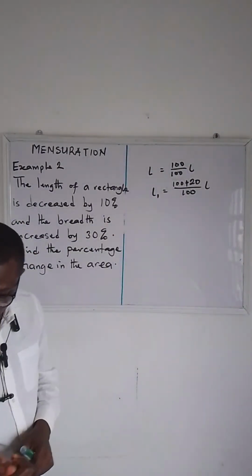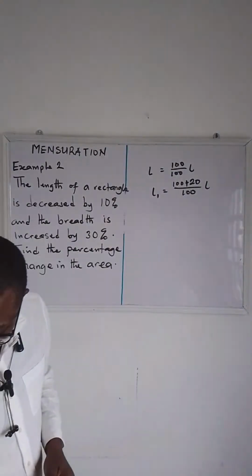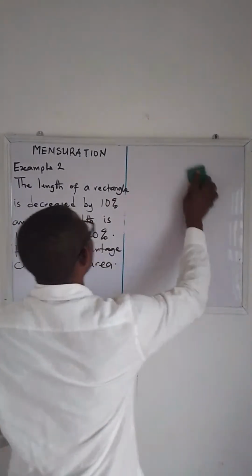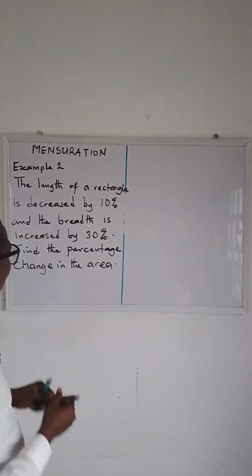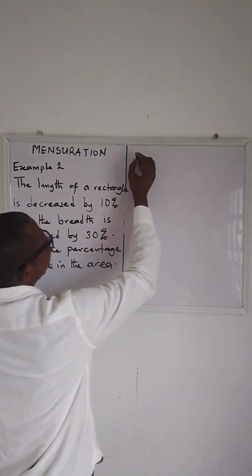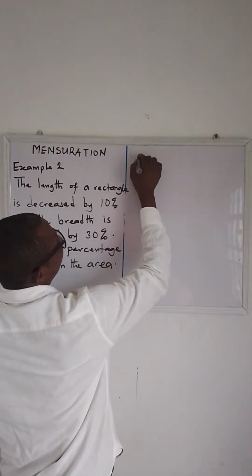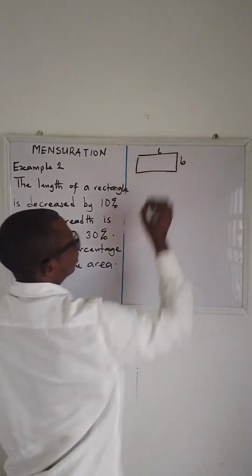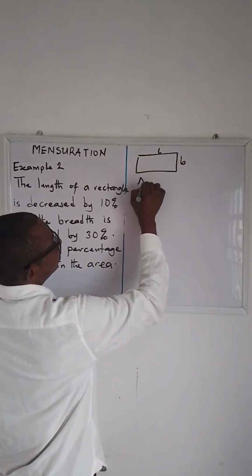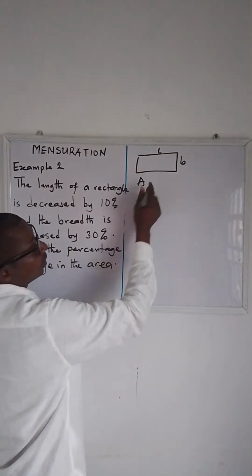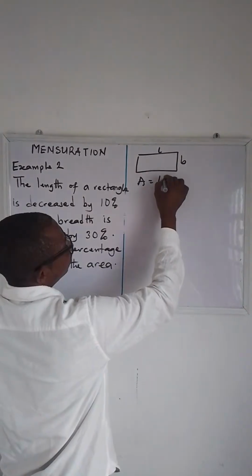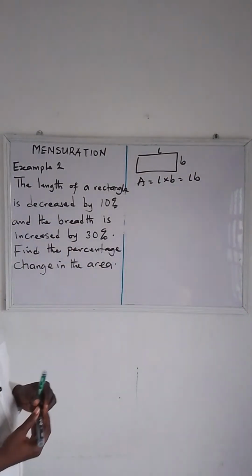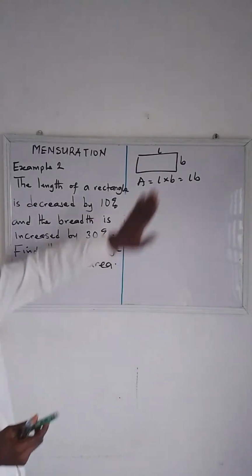All right, so now let us solve the problem. A rectangle has a length L. Let's draw the rectangle. This is the length and this is the breadth. Let's say the area is A. Area is length times breadth, or we just write LB. Now this is the area of the rectangle.